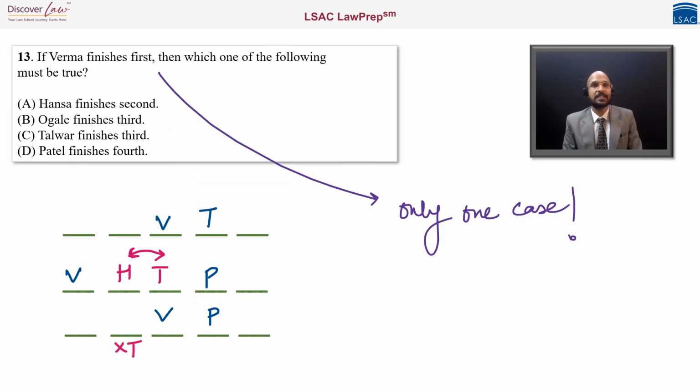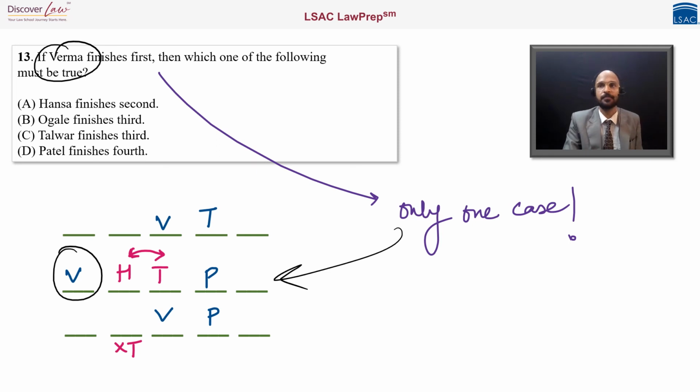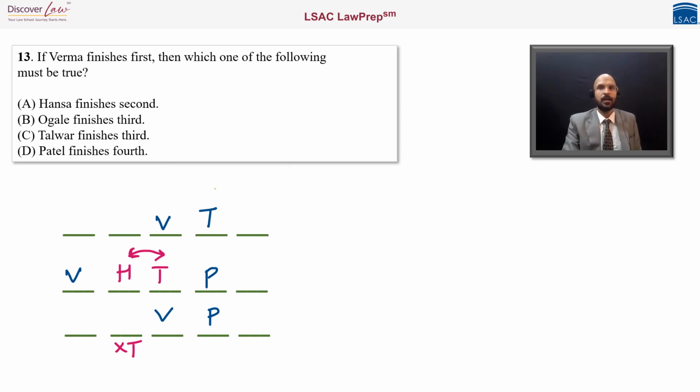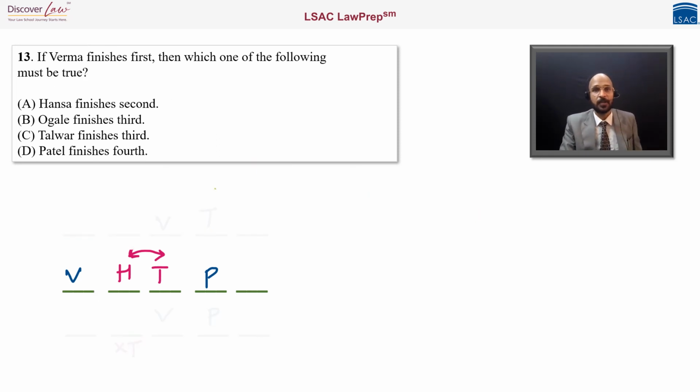Alright, question number 13. As you can see, this corresponds to only one case, this one, because if Varma finishes first, it has to be this. Now let's get rid of the other 2 cases. Now what do you know for certain? Like we know for certain that V is in position number 1, that P is in position number 4, and that O would be in position number 5 because that's the only space left. As far as H and T are concerned, we know that it could be either of these 2.